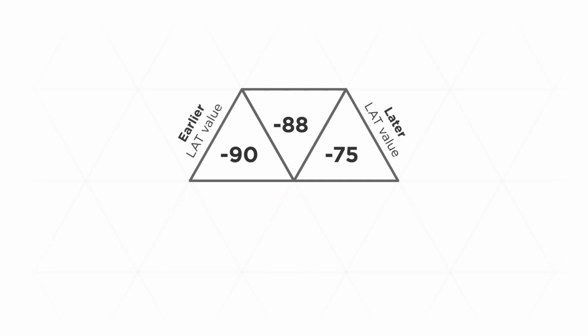points. In this example, triangle 1 has an average LAT value of minus 90 milliseconds. Triangle 2 has an LAT value of minus 88 milliseconds, and triangle 3 has an LAT value of minus 75 milliseconds. Since triangle 1 is earlier than triangle 2, which is earlier than triangle 3, Coherent knows that the vectors must be moving from triangle 1 to triangle 2 to triangle 3.